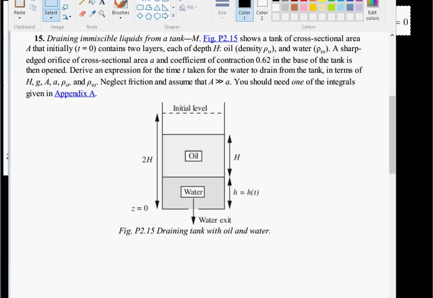Okay, so in this problem, problem number 15, we have two immiscible fluids in a tank. We have oil and water. And then we're given the cross-sectional area, which we're calling capital A of the tank. So it's capital A from here to here.